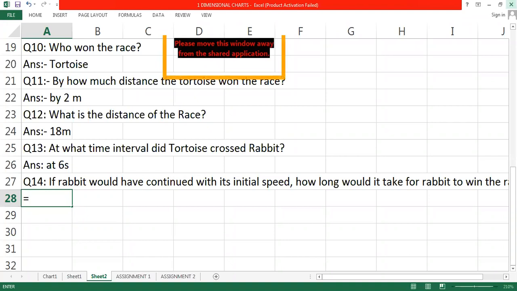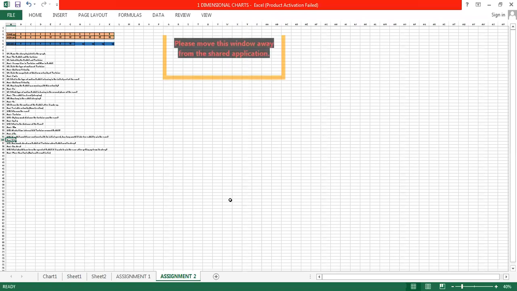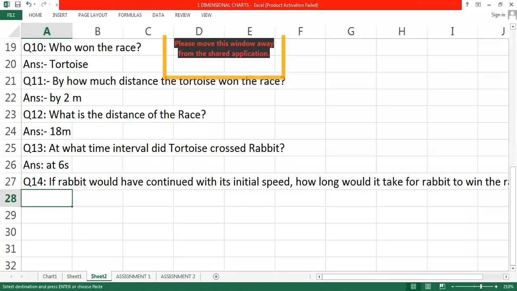You'll find the answer is coming 18 divided by 4, the speed. What's the answer? 4.5. How much time will it take? It will take 4.5 seconds to win the race. But obviously he slept and that's why he lost the race. I hope you are getting it, class. You are getting it. Speed is equal to distance upon time.